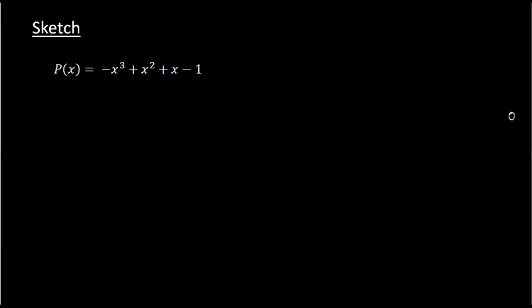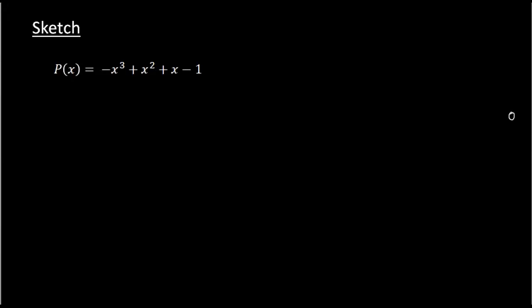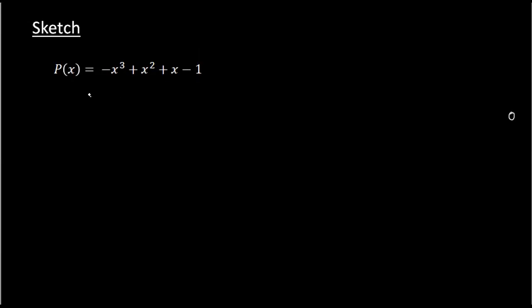Hello students, today we are going to learn how to trace a cubic polynomial. To start with, since the sum of coefficients of this polynomial is 0, we can easily check it. Coefficient of x cube is -1, coefficient of x square is 1, coefficient of x is again 1, constant term is -1. If we add all these coefficients, then we get 0. So we can say x equal to 1 is a zero of the given polynomial.